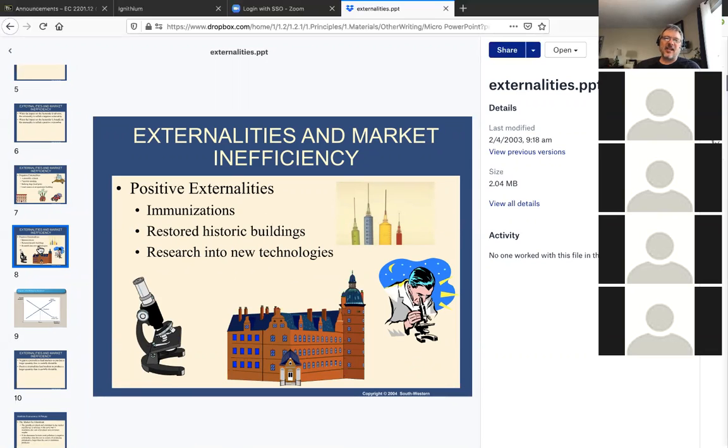So what about positive externalities? Well, positive externalities are a lot more difficult to come up with examples of. Does anybody have an example of something that somebody else does that benefits you that you're not involved with? You're just happy that they're doing it, and you get some sort of beneficial effect that you'd be willing to pay for.